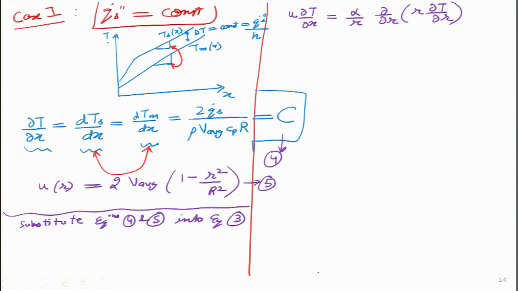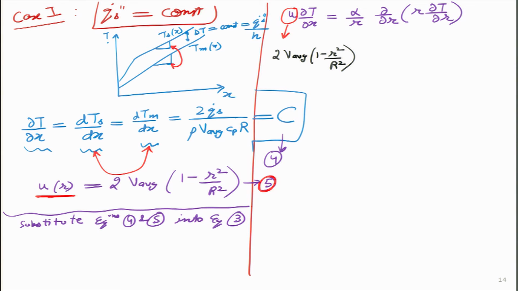So, what substitutions can I make? What is this first term? Let me mark it in red color over here, u, what is this? This is equation number 5, isn't it? Because the u value we have known. Let me put that over there. So the first term becomes u equals 2 V average times 1 minus r square by capital R square. Okay, this is the first term.